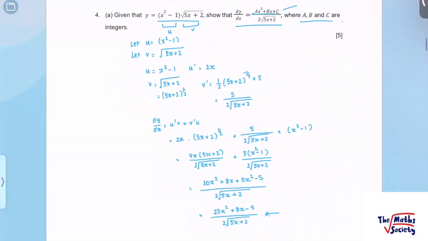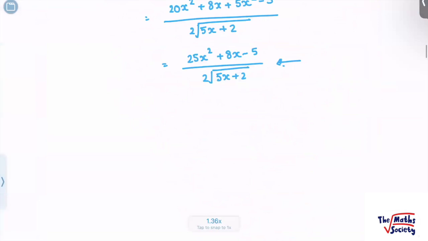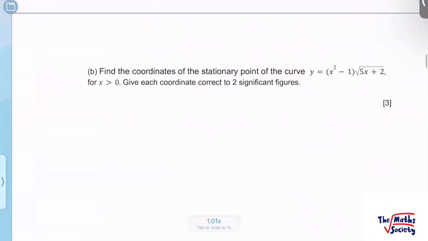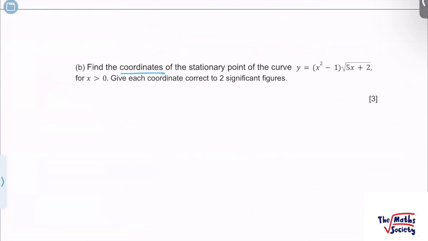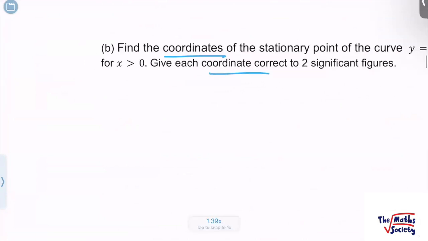Yep, so you've got ax squared plus bx plus c, so it's in that form, so we're okay. And then we're going to move on to question B. Question B says to find the coordinates of the stationary point of the curve for x greater than 0. So you have to give each coordinate to two significant figures.